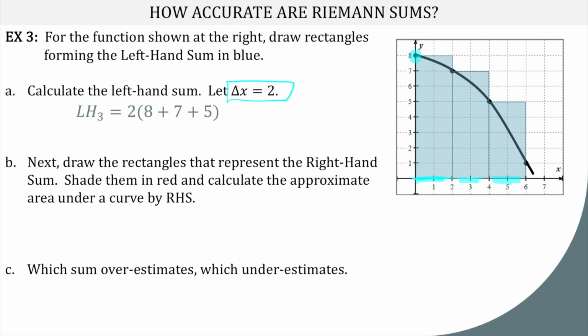So if we wanted to find the area of those, we have a width of 2, and then we can add the heights together. And so we have an area of 40.